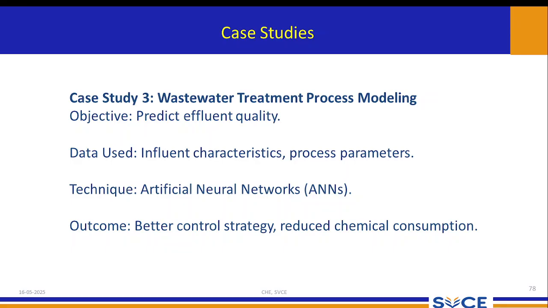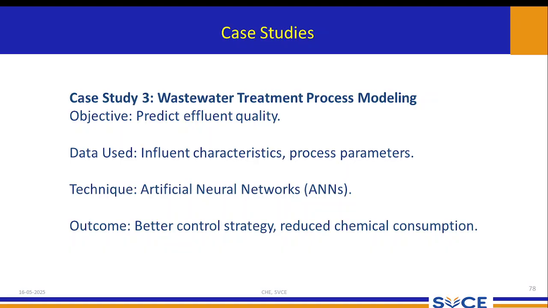When the effluent enters a wastewater treatment plant, it has to be reduced to the standard, whether set by the US EPA, the United States Environmental Protection Agency, or the Central Pollution Control Board of India, or the State Pollution Control Board of the particular state in India. So we need to predict the effluent quality. That is the objective: whether it is within the standard or not.